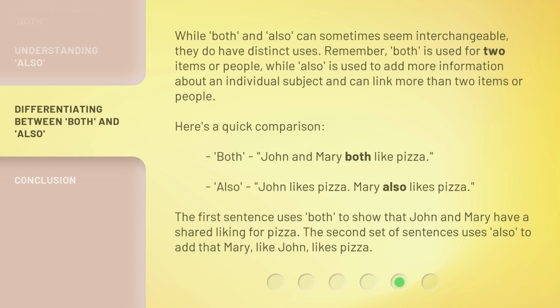Here's a quick comparison. Both: John and Mary both like pizza. Also: John likes pizza. Mary also likes pizza. The first sentence uses both to show that John and Mary have a shared liking for pizza. The second set of sentences uses also to add that Mary, like John, likes pizza.